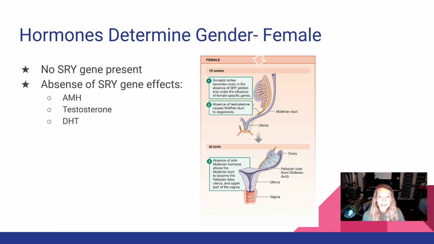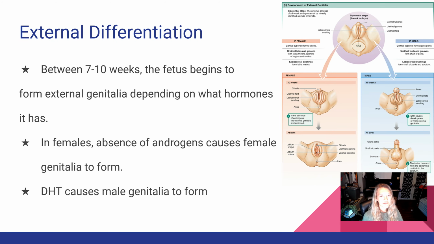The absence of testosterone causes the Wolffian duct to degenerate, so it just disappears. And at birth, the absence of anti-Mullerian hormone allows the Mullerian duct to become the fallopian tube, uterus, and upper part of the vagina. So we've talked about the internal differentiation between males and females.